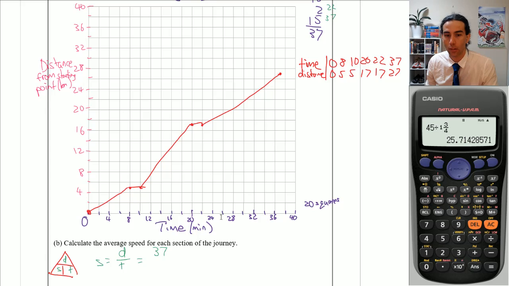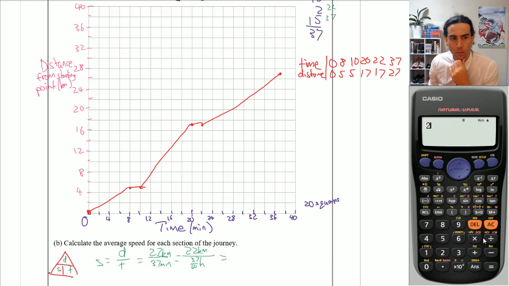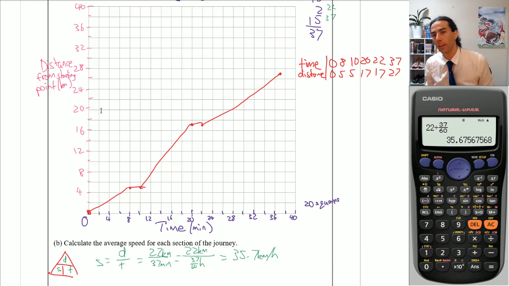speed, distance over time, total distance traveled, 27. Over, that's kilometers in 37 minutes. But we don't really like that, that's a weird number. I'd say 22 kilometers. How many hours is that? 37 over 60 hours. So calculate 22. That's how much of an hour we have. So 35.7 kilometers per hour. Not very fast.